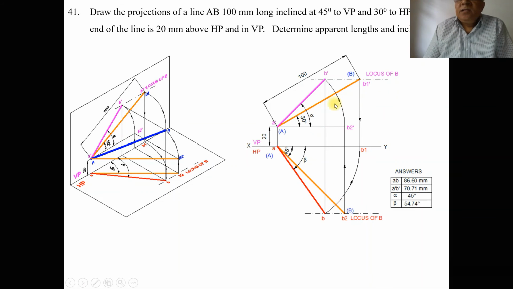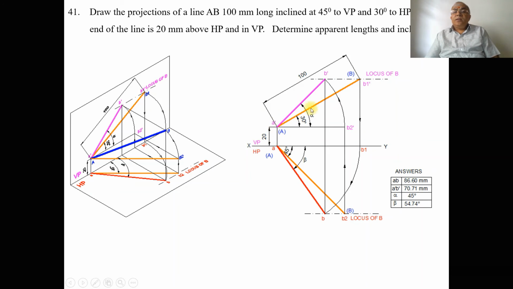Now once you do that, here mark this as locus of B, and you mark this as locus of B, and this as capital B and this as capital B. Join between A dash B1 dash with a little bit thicker than the XY line, and join A to B2 with a little bit thicker than the XY line. So now we need to find the top view and front view and its inclinations.